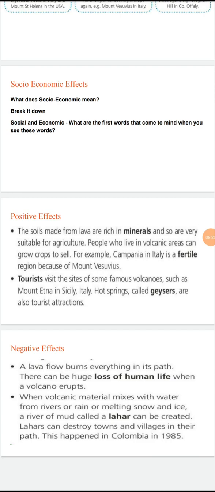Hot springs called geysers are also tourist attractions. A lava flow burns everything in its path. There can be a huge loss of human life when a volcano erupts. When volcanic materials mix with the water, it forms rain or melting snow and ice. A river of mud called a lahar can be created. Lahars can destroy towns and villages in their path. This happened in Colombia in 1985.